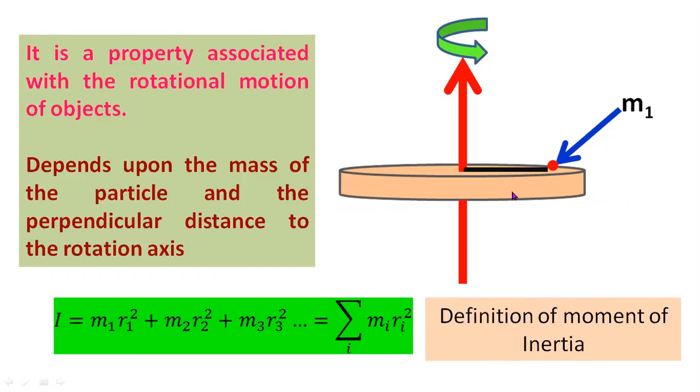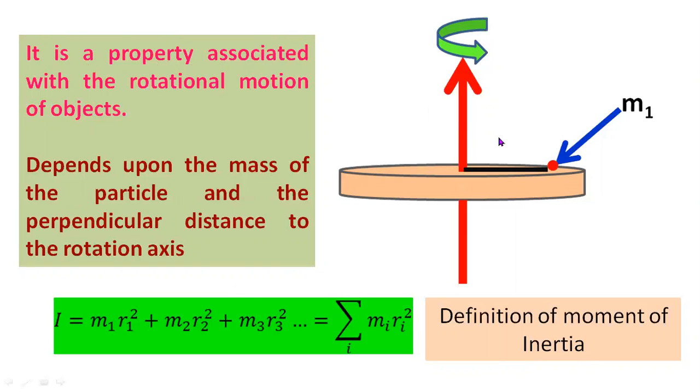Now what is moment of inertia? This is the question we are going to answer in this slide. It is a property associated with the rotational motion of an object. That means whenever you have any object which is in rotation, you have a property, moment of inertia, associated with it. Now how to determine that?